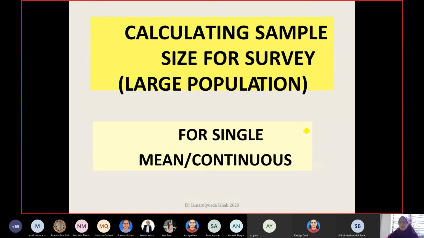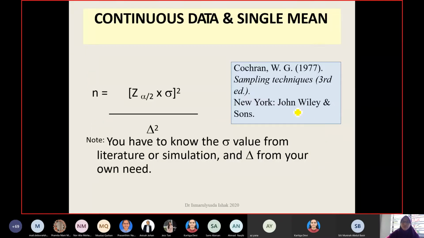Calculating sample size for a large population for a survey, single mean, continuous. This is from Cochran. N is equal to Z times sigma. Sigma means standard deviation. This is sigma, the standard deviation.